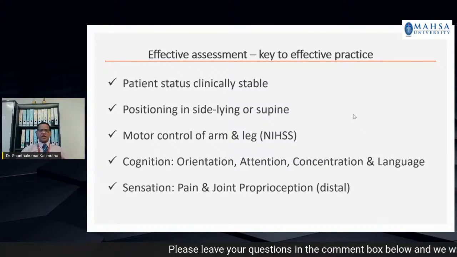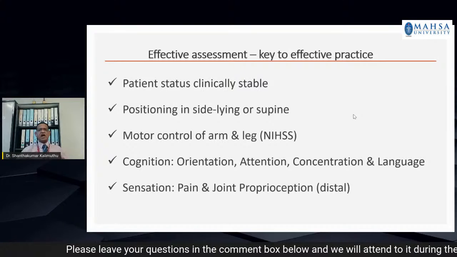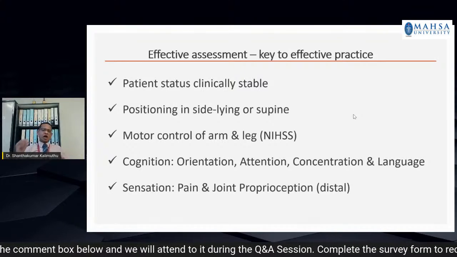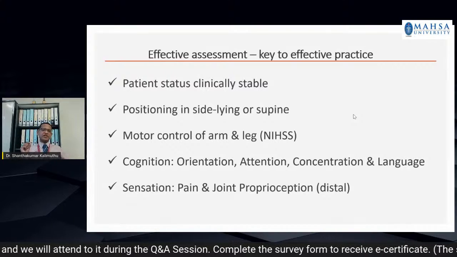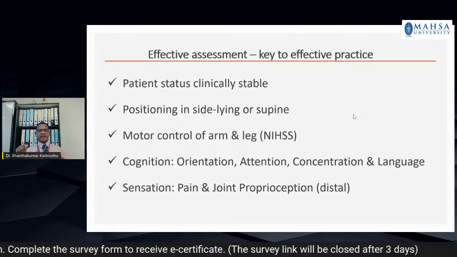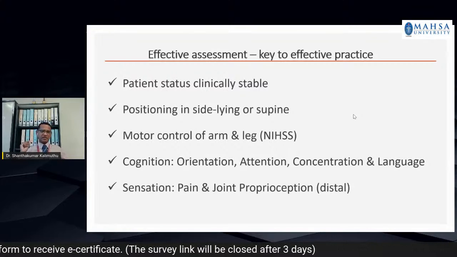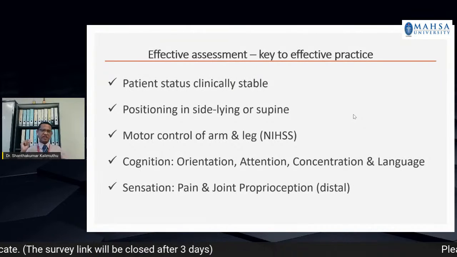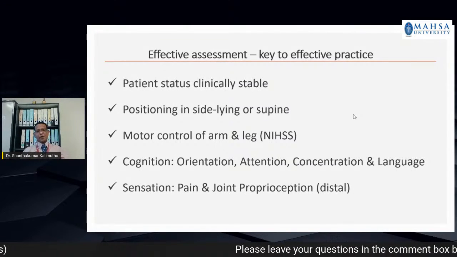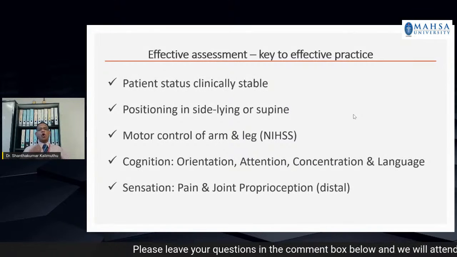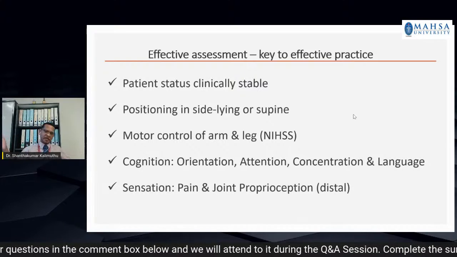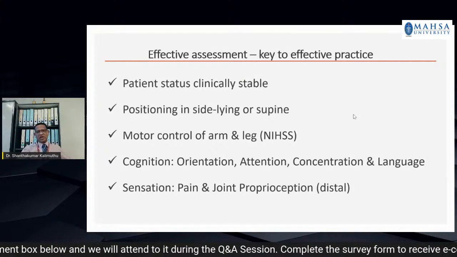In cognitive assessment, evaluate the orientation, attention, concentration, and language. At least evaluate the attention component inside the intensive care unit, and also check the language, whether the patient has comprehension. Check whether the patient is aphasic. In attention, maybe we can tap the extremity and ask the patient how many times you tapped, or you can ask the patient to spell the word "world" in reverse order, or backwards.